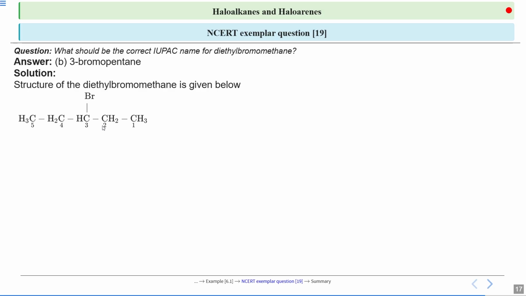Now you can write the IUPAC name. So the IUPAC name for this is 3-bromo, because at the third position we have bromine. Pentane, because in the parent chain we have 5 carbons, 3-bromopentane. So from diethyl bromomethane we have this structure, and then from this structure the IUPAC name is 3-bromopentane. Hence the correct answer is option B.